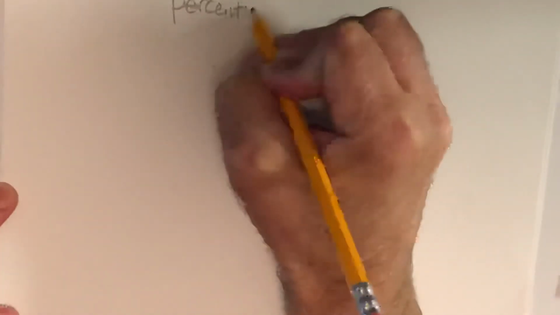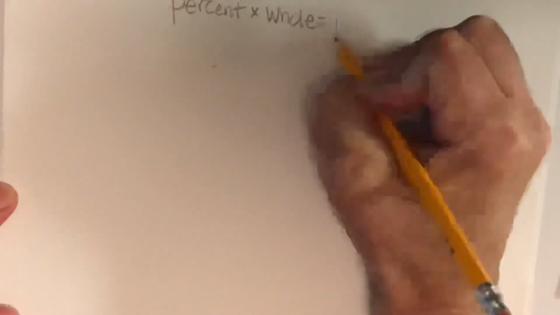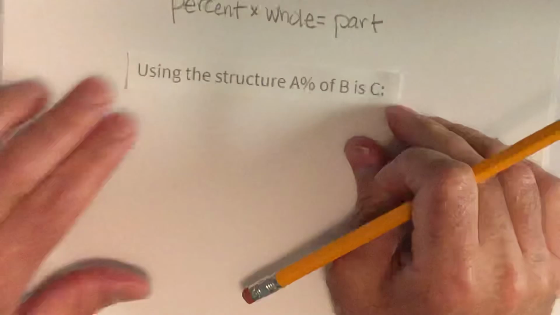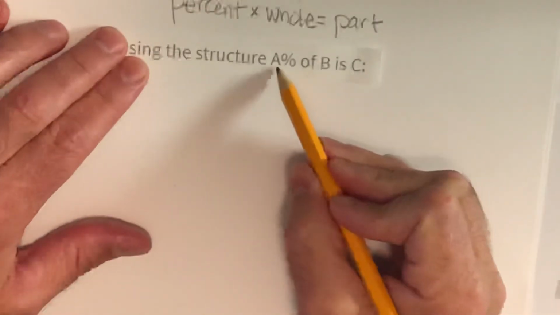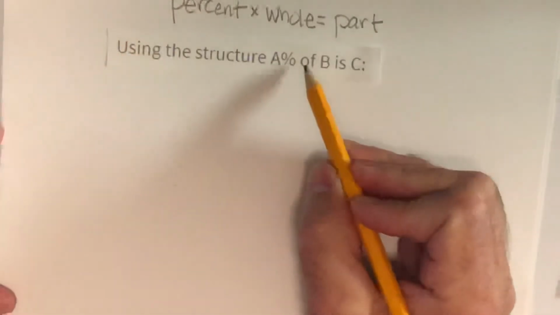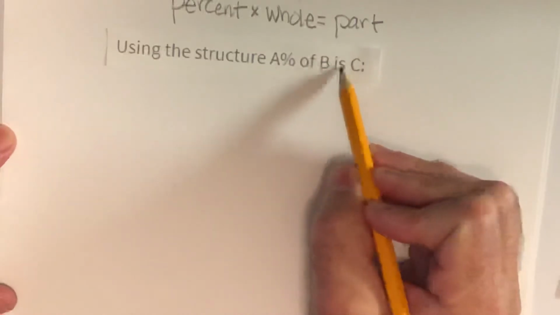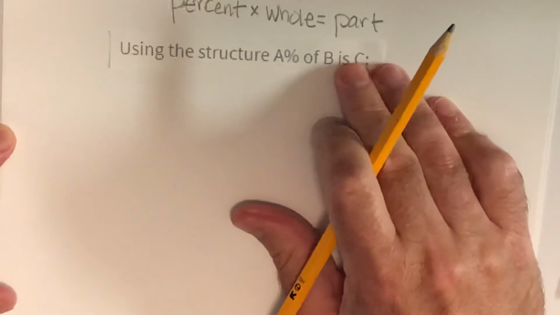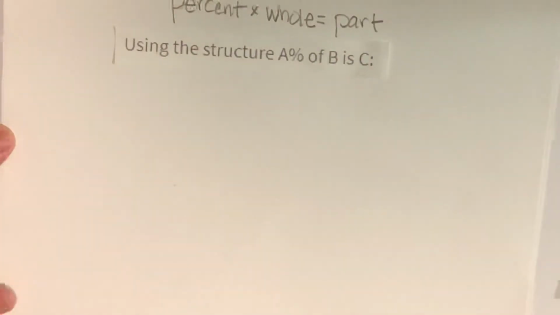We know the percent equation is the percent times the whole equals the part. Well, for our purposes, I'm going to abbreviate this. I'm going to call this A% of B, or times B, is equal to C. So I'm going to show some equations that are in this form, and we're going to talk about whether we should multiply or divide in order to find our solution.